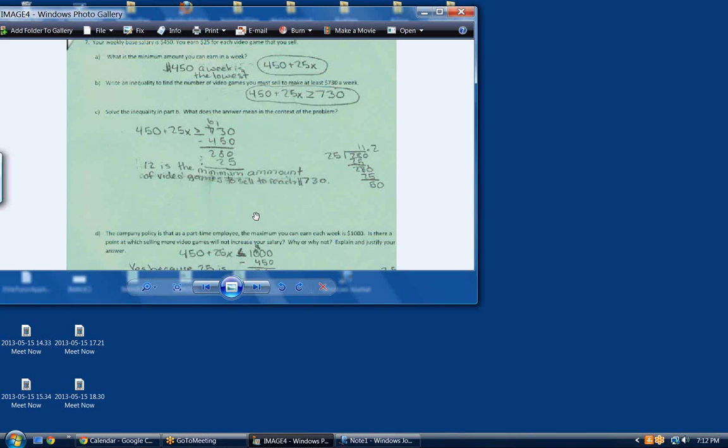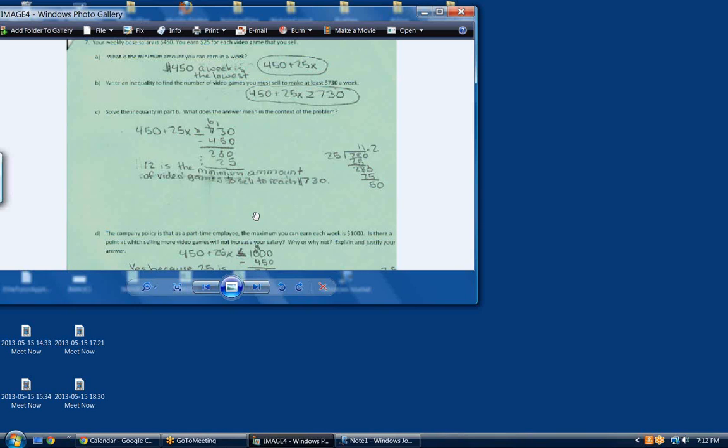Okay, so the maximum. You shouldn't sell any more than that, really. I mean, you could, but you don't make any more money. So what's the expression that reflects that? Okay, so the maximum you can earn is 1,500. So what's the inequality that reflects that?